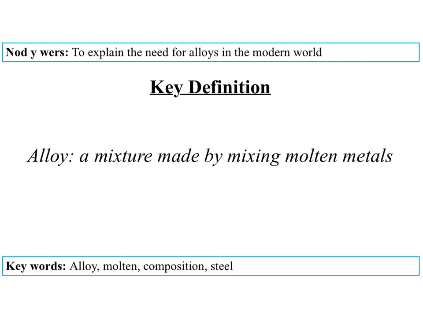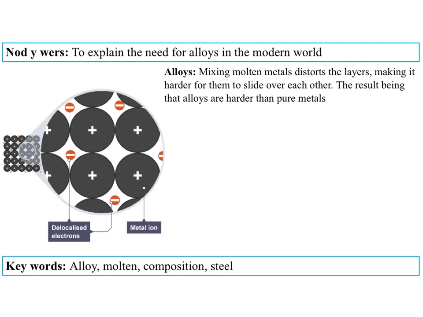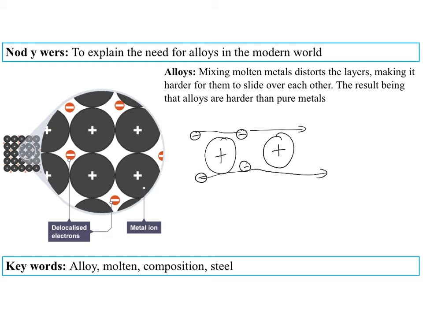Okay, another key definition that you need to note down or have in your minds is alloy. So an alloy is made by mixing two molten metals together. And then there's a little bit of a picture of a metal, because we know that metals are positive ions surrounded by a sea of delocalized electrons. So they get rid of their outer shell electrons, so they can float. That's why metals can conduct electricity, because they can pass on the electricity through their delocalized electrons.